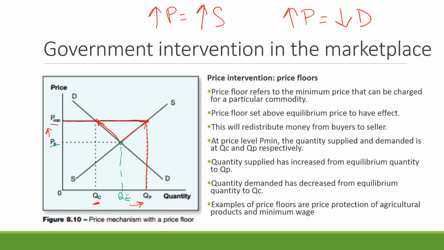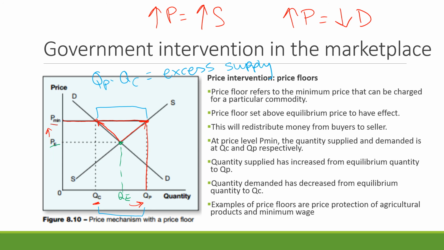So in this particular scenario, our gap that we have, which is in between here, which is our QP minus our QC, this is a situation where we have excess supply. Because suppliers are receiving a higher price for it, there's going to be lots of supply in the market, but because now it's more expensive, the quantity demanded is going to decrease. So in this way, the government is able to redistribute money from buyers to sellers because the sellers who are supplying now get the money as a result of that. And so that is your price floor.